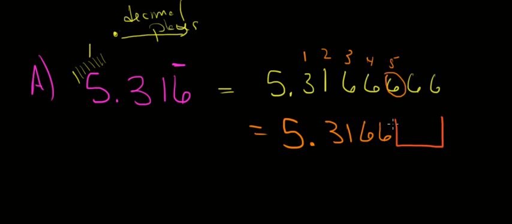And according to the rules of rounding, would that 6 stay a 6 or would it go to a 7? It would go to a 7. So that is my answer. That's how I would answer that question. It would be 5.31667. Okay? And now I don't have a repeating bar anymore, do I? I rounded this up so I don't have that 6 going on.